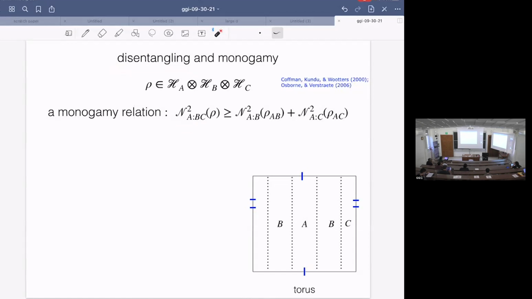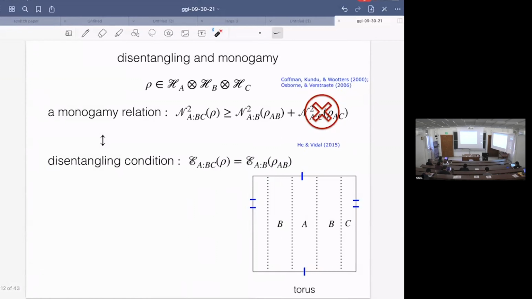So you divide the system into 3 parts, and it's saying that if A and B are strongly entangled with each other, then they can't be entangled at all with region C. The simplest example of this is if you have 3 qubits, 2 of which are in a Bell state, then those 2 qubits must be in a product state with respect to the third. So that's monogamy, and disentangling is simply the situation where you have saturation of this inequality.